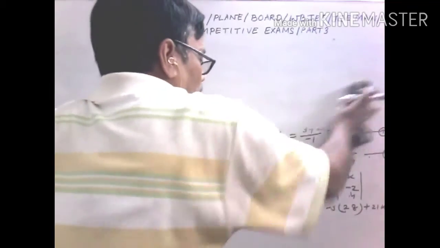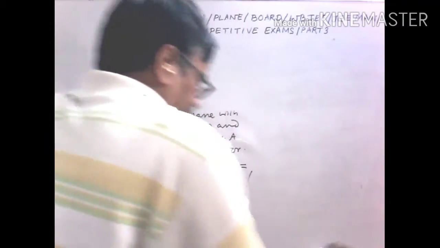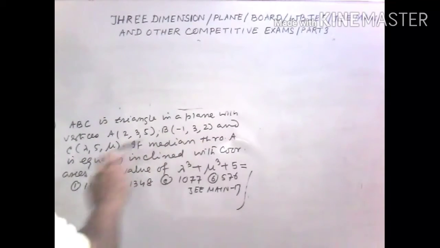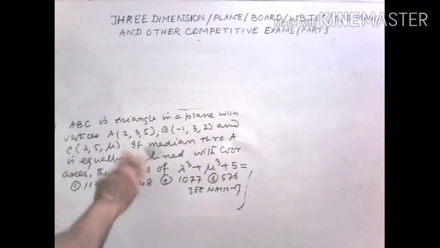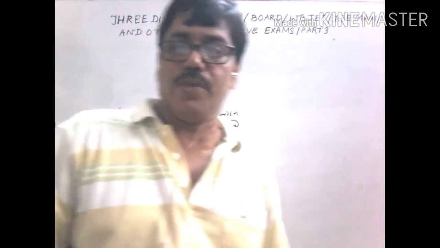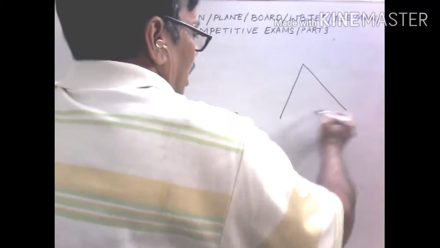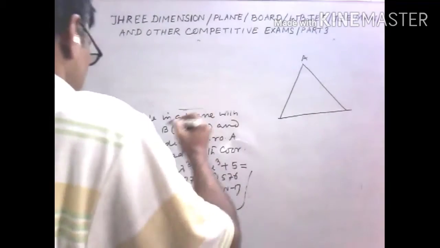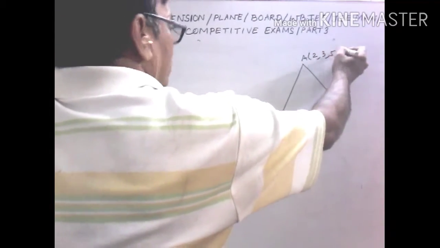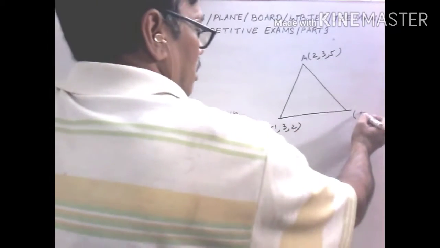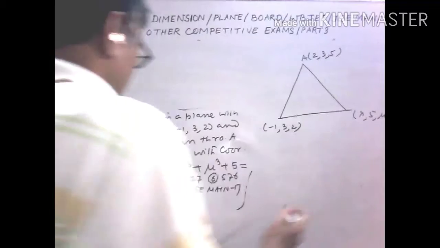Now look, problem number 3. ABC is a triangle in the plane with vertices A, B, C. If the median through A is equally inclined with the coordinate axes, then find lambda cube plus mu cube plus 5. So ABC lies in a plane. Coordinate of A is 2, 3, 5. Coordinate of B is minus 1, 3, 2, and C is lambda, 5, mu.